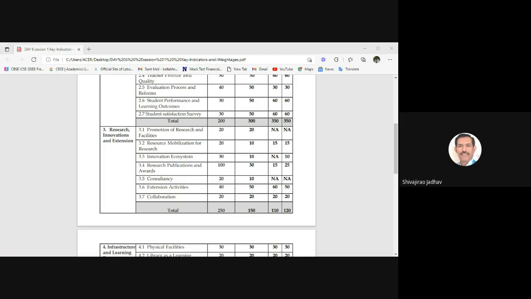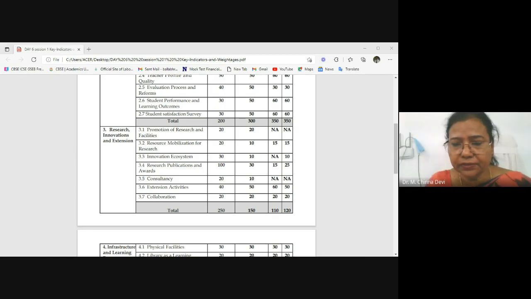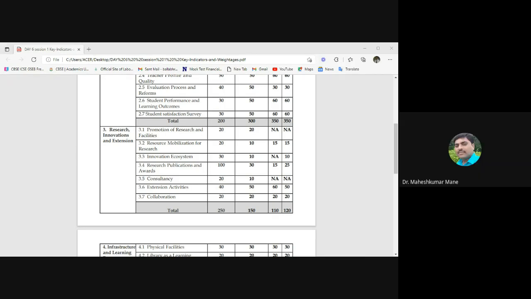Implementation has to be taken care of. Implementation of all the policies. Dr. Mahesh, am I clear? Am I clear? Should I move ahead? Yes, sir, you can proceed.